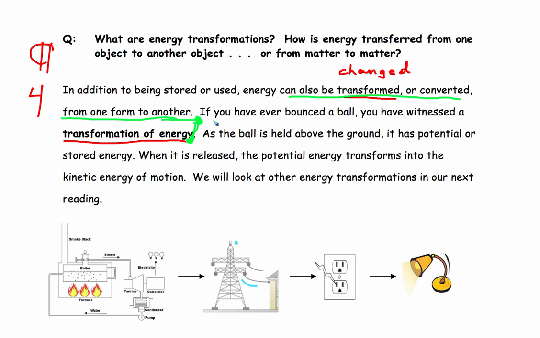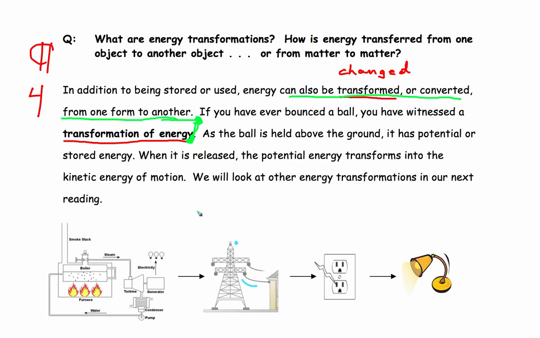So, if you've ever bounced a ball, you've witnessed an energy transformation. As the ball is held above the ground, it has potential energy, or we store energy in it. When it's released, the potential energy is transformed into the kinetic energy of motion. So we will look at other energy transformations in our next reading. So take a look at this diagram down here at the bottom.